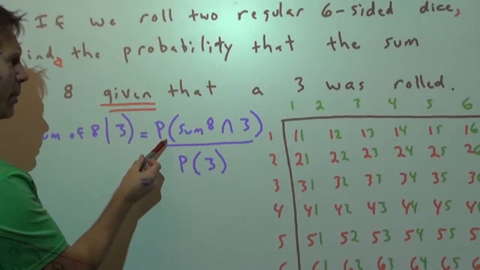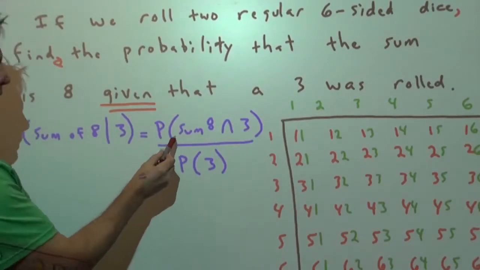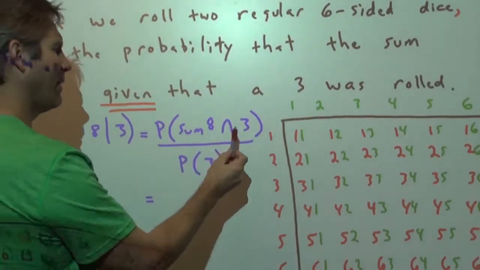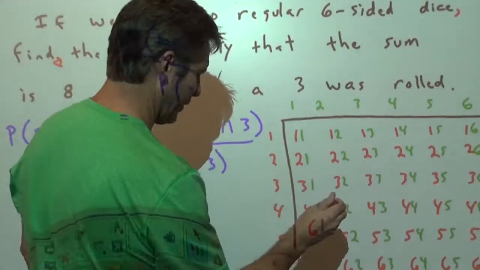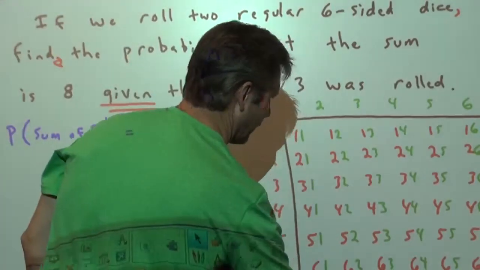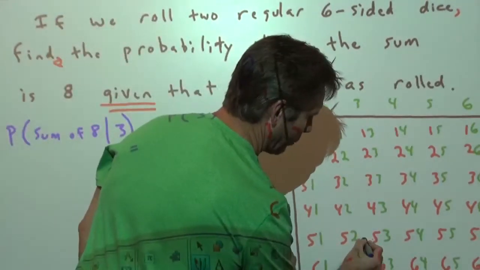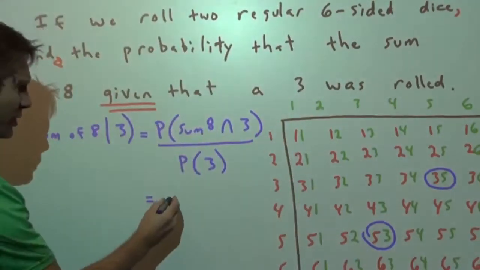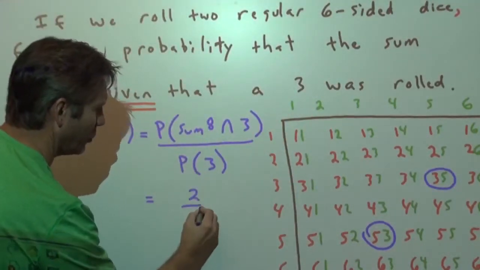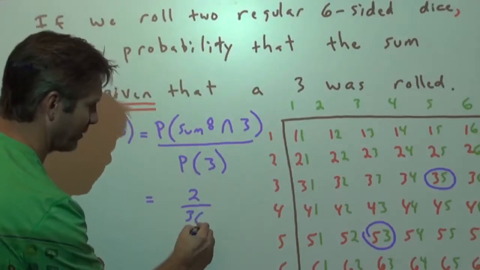We're going to say, okay, the probability, we have to first find the probability that the sum is 8 and that a 3 was rolled. So we go to the table and we say, okay, where are the instances in which the sum was 8 and a 3 was rolled? Well, that would be right here, or that would be right here. So we have 2 situations. So this probability is 2 out of 36, so we have to be careful.